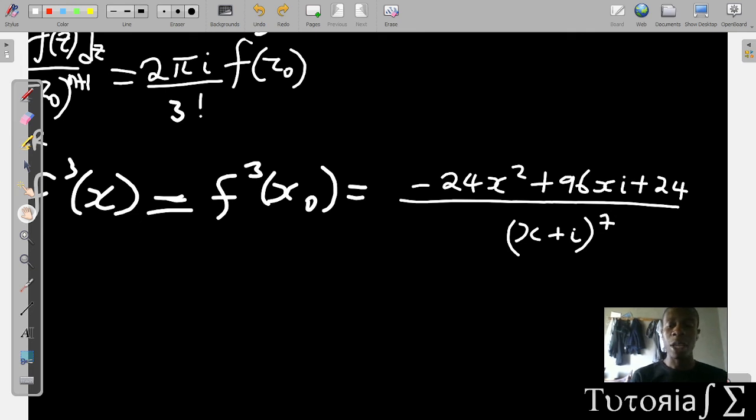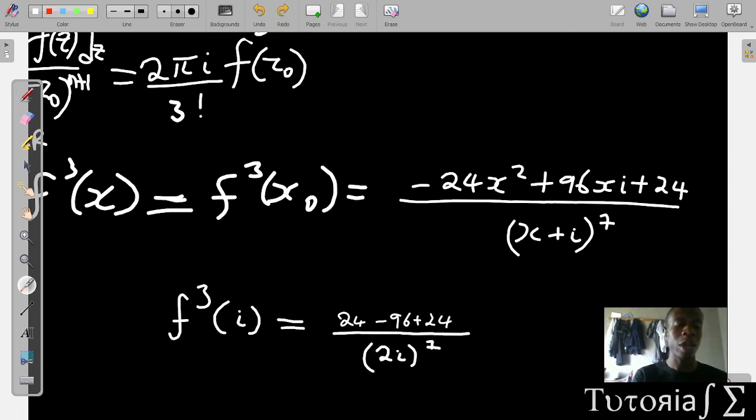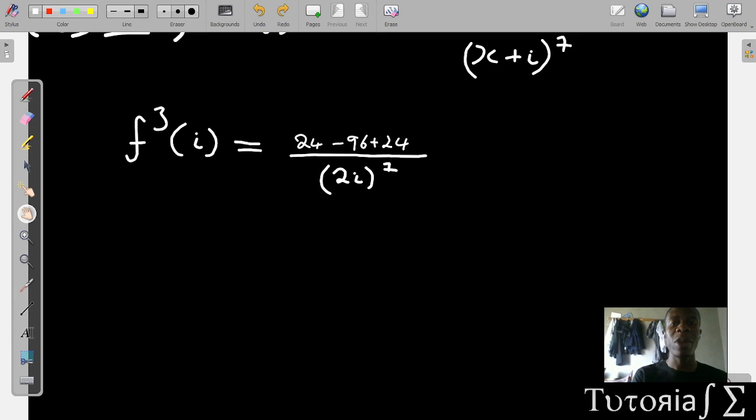From here, we just now need to find f of x naught, and our x naught is i. So we replace i everywhere here. After doing that, we're going to get that. And here we can separate this: 2 to the power 7, and i to the power 7. And the top part, when simplified, that would be negative 48. And down there will be 2 to the power 7 and i to the power 7.